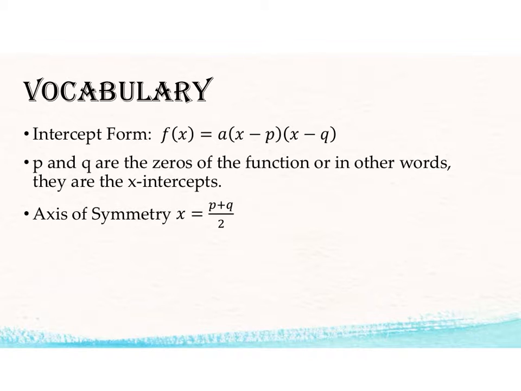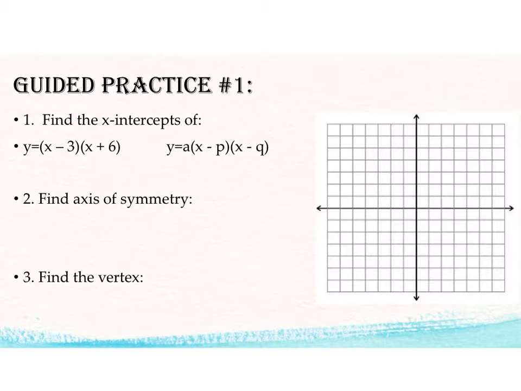Your vocabulary is really just a review of needed formulas and parts of the quadratics. So make sure you copy all these down, or if you have your cheat sheet handy, you may not even need to do that. The intercept form is given. Remember, P and Q represent the zeros or the solutions, the x values of the function. They are the x-intercepts. And then the quick, easy way to find the axis of symmetry is to take those two values, add them together, and divide by 2. Average them, and you'll have the value of the axis of symmetry.